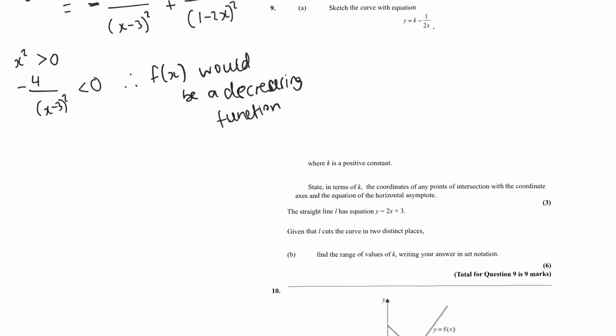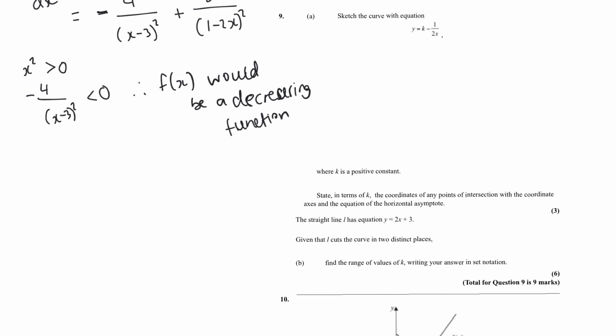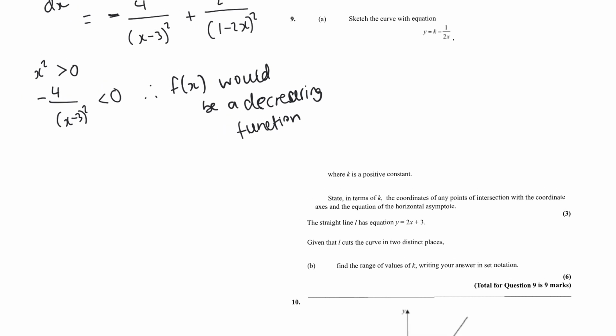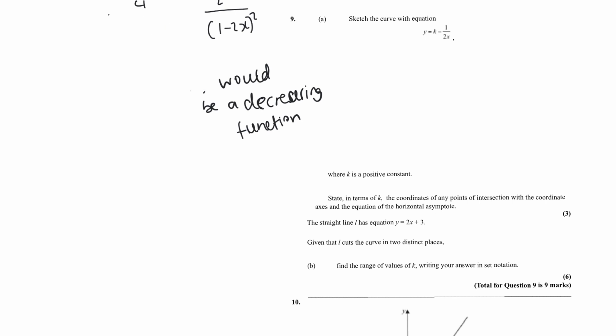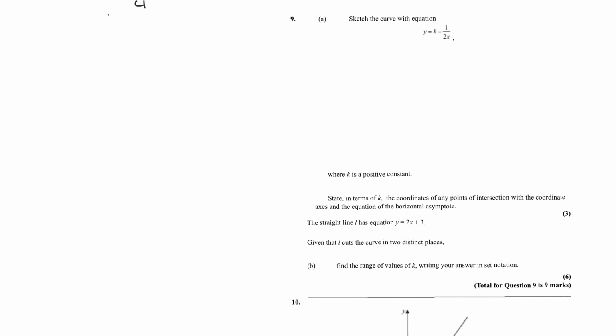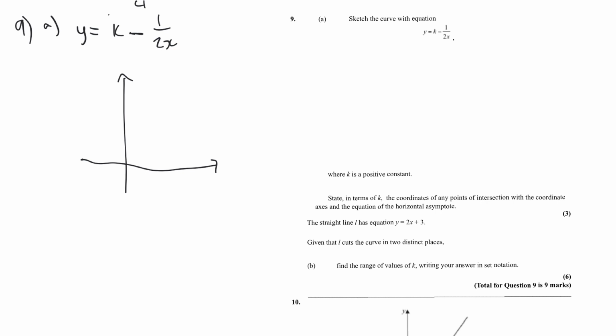Okay, so moving on to question 9. So then we've got the equation. I'll rub this out. So question 9, we've got the equation y is equal to k minus 1 over 2x. So then in terms of sketching this graph, having a look at the equation, we've got, first of all, 1 over 2x, which is going to be a reciprocal graph.